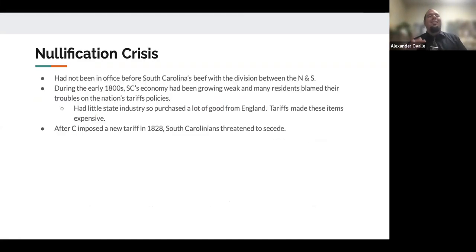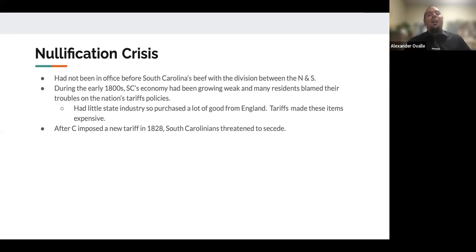Okay, nullification crisis. It's quite big. If we're talking about antebellum, the period before the Civil War, you've got to know this because of what happens later. Jackson had not been in office before South Carolina's beef with the division of the North and South ensued. During the early 1800s, South Carolina's economy had been growing weak, and many residents blamed their troubles on the nation's tariff policies. Remember, taxing things being brought into the country.